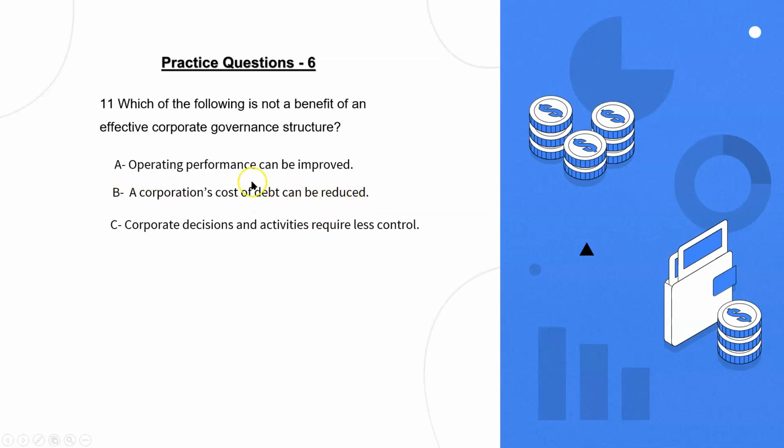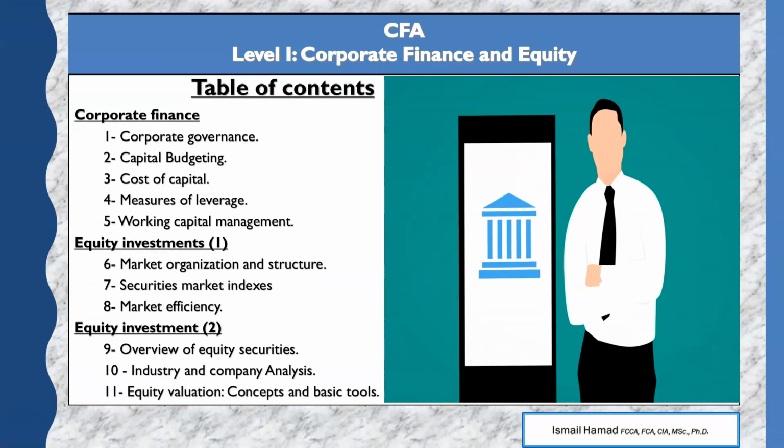Corporate governance, number one benefit, in my opinion, it will reduce the cost of debt because the lender knows that it is a very strong company. I will be willing to give them money at a much lower cost. See, corporate decisions and activities require less control. No, if you have very good corporate governance, it does not mean that we neglect the control and have less. This is not a benefit of that. I think with this we come to the end of the video, or the topic of corporate governance.